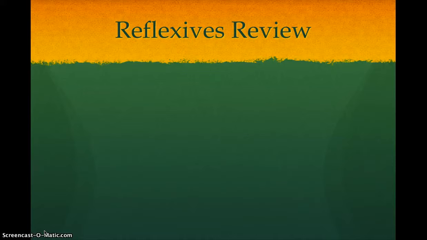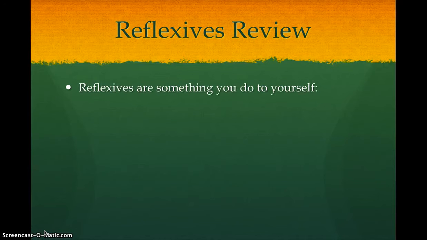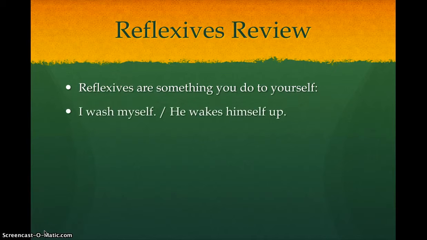A really quick reflexives review. Reflexives are something you do to yourself or someone does to himself or herself. I wash myself, he wakes himself up. These are examples of reflexives. If I wash the baby, that is not reflexive because it's me doing something to someone else. I'm the subject and I'm acting on someone or something and that's my object. However, if I wash myself, I'm the subject and the object, so that's reflexive.